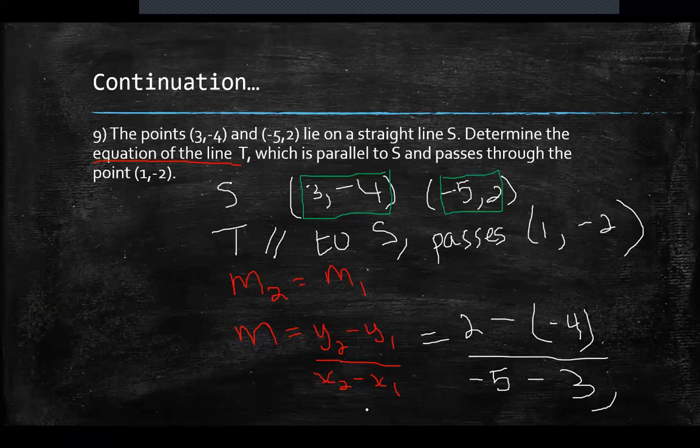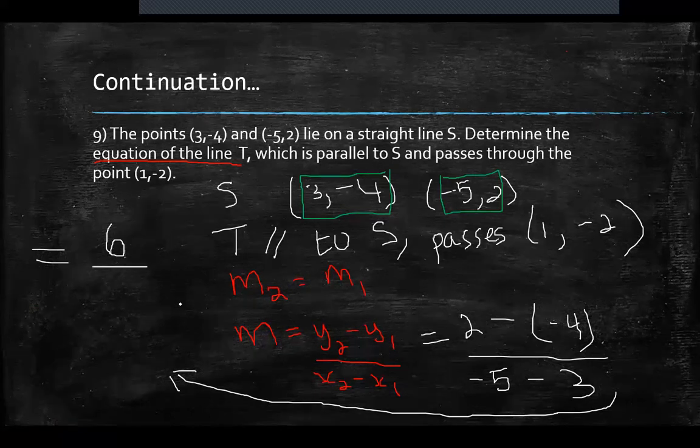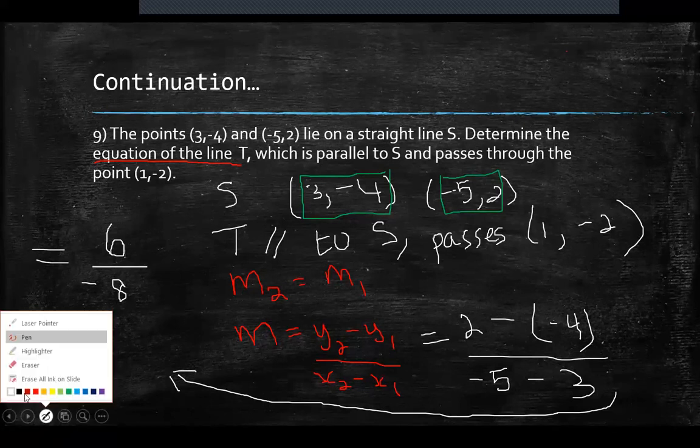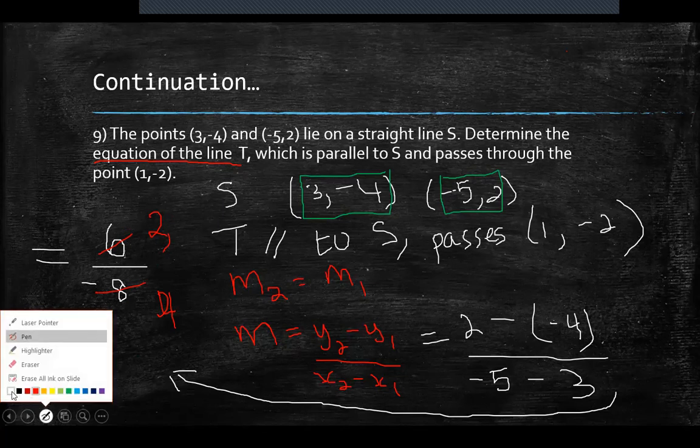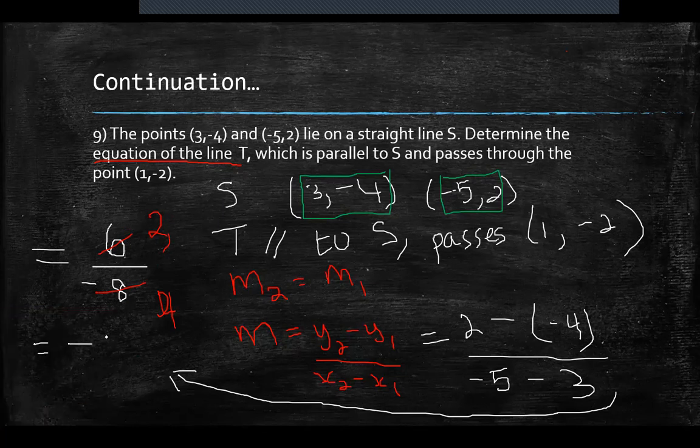Remember? Okay, so coming over here now because I don't have enough space. Remember, a minus and a minus is a plus. 2 plus 4 is 6. -5 minus 3 is -8. But this could be reduced. 6 and 8 are both divisible by 2. So this could be reduced to -3/4.